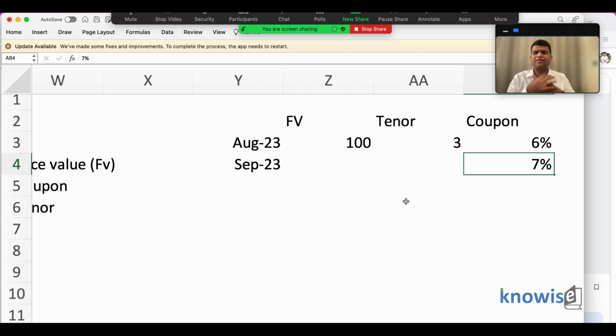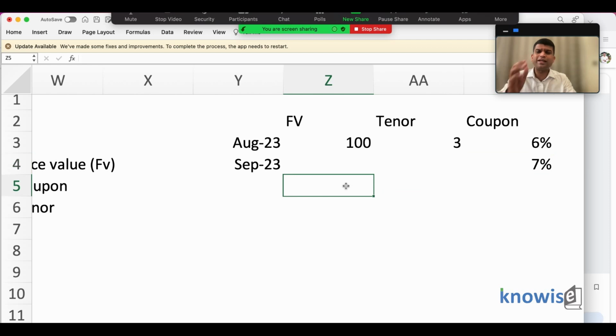Let us say I will probably offer you, I'll tell you, look, I paid 100 rupees to the government, but you don't have to pay me 100. I will give you a discount. Let's say, hypothetical number, let's assume it to be 97 rupees. So that means you are buying my bond, that is August series bond, for rupees 97. Okay. So now what's happening?